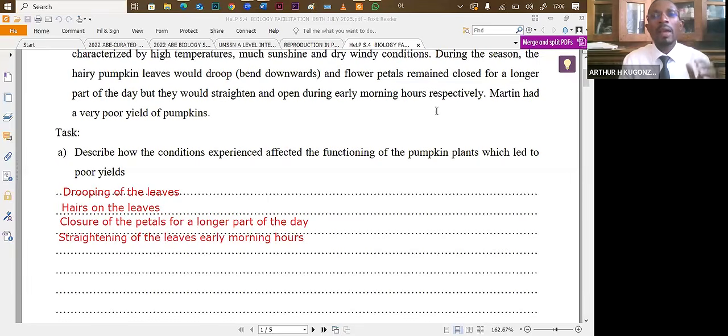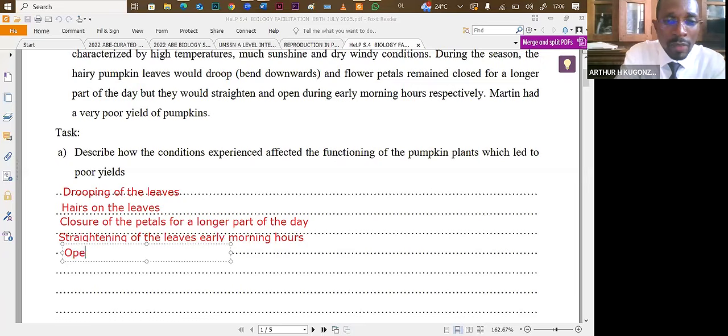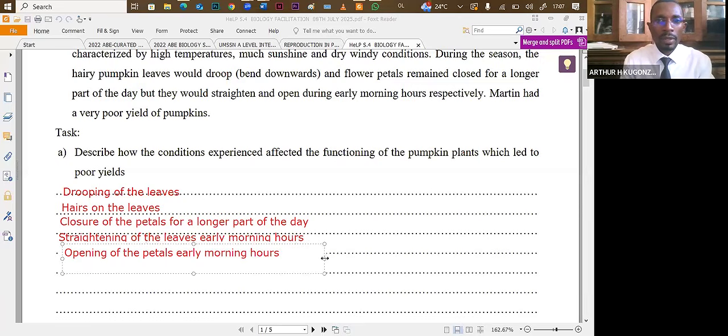I continue reading. Straighten and open. What is opening? It is the flower petals that open. So I'll also write that point. Opening, because that mechanism can also help plants survive. So opening of the petals early morning hours. Like that. Then I continue reading up to the last full stop. Then they are saying Martin had a very poor yield of pumpkin, and that is the end of the scenario.